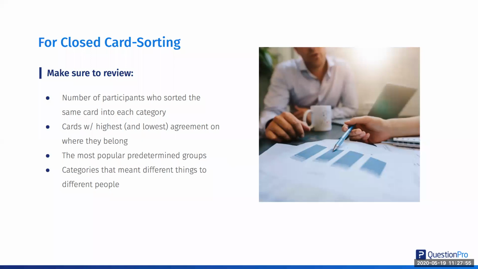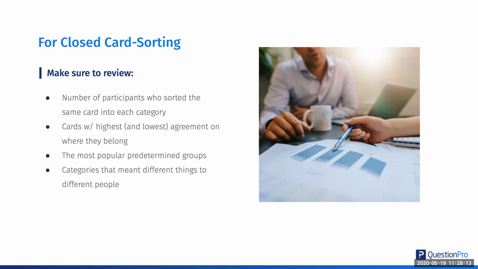For closed card sorting in particular, the approach that you want to take to your results is to make sure you look at the number of participants who sorted the same card into each category, because these are already predefined.